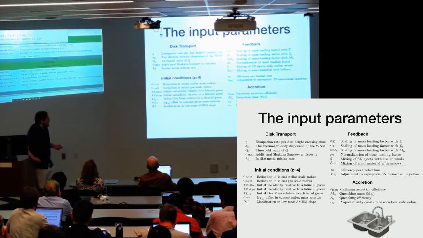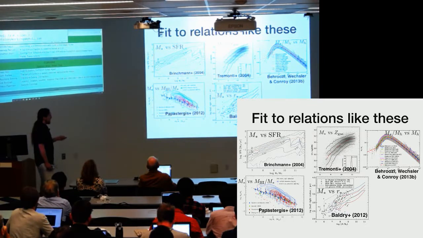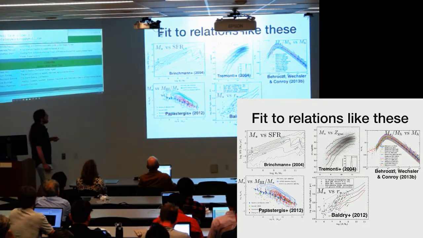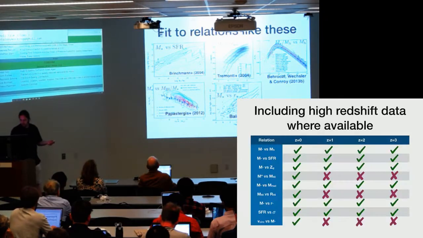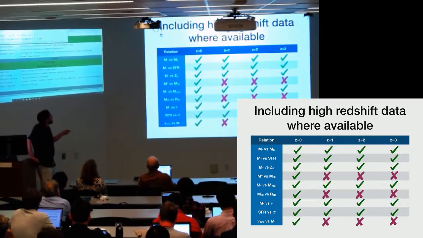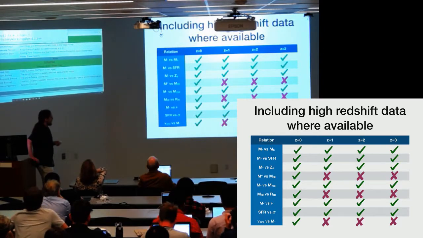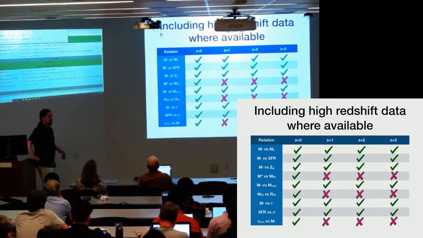The data that I'm fitting to are galaxy scaling relations, so usually stellar mass versus something else. And we fit to as much data as we can. So the complete list is here. We're fitting to as many relations as we can out to redshift 3. And the cases where we can't, it's because the data isn't really available. So we're trying to take a model that has everything and fit it to everything. We're not there yet, but that's the direction.